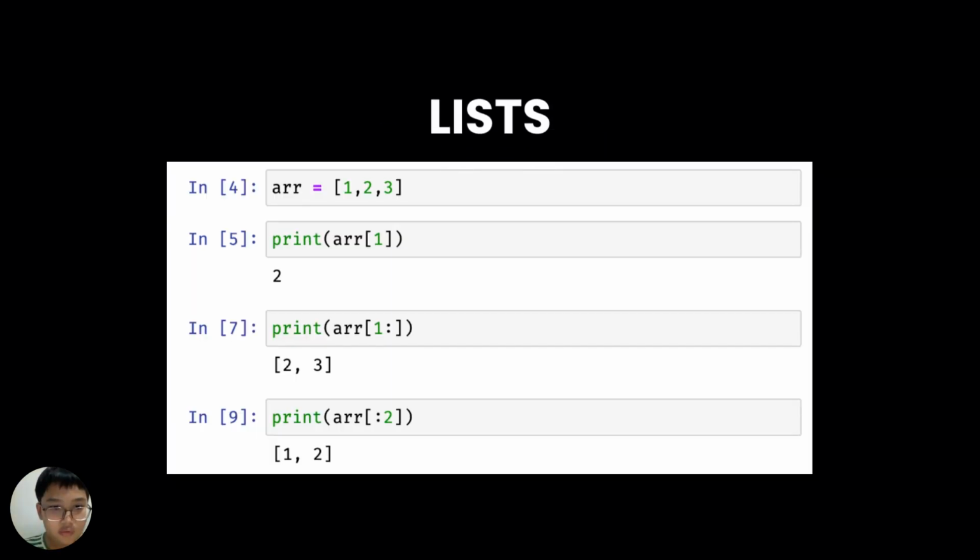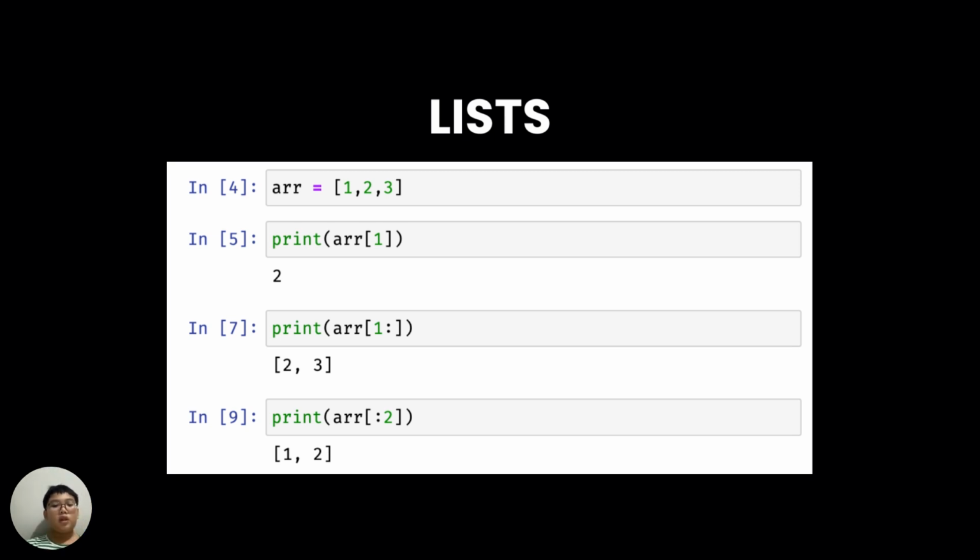Next, Python also has a list. If we want to create a list, we just use the syntax array equals square brackets 1, 2, 3, and for the data inside the list, feel free to customize the data type and the data. Here, because it's just an example, I'm going to use 1, 2, and 3.